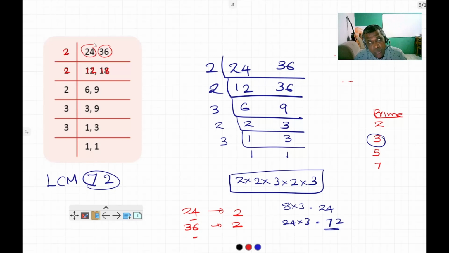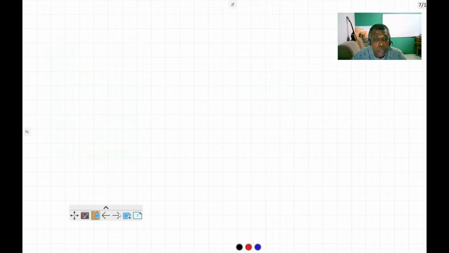Why do we need to find the LCM? Actually, it is very important in different ways. There are some practical questions also. If we want to do fraction problems, it is very important to know the LCM.